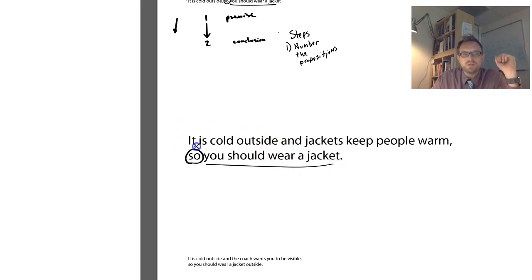But it is cold outside. This is our first proposition, and we're not going to symbolize that. Jackets keep people warm is our second proposition. And then the third proposition here is, and so you should wear a jacket outside.